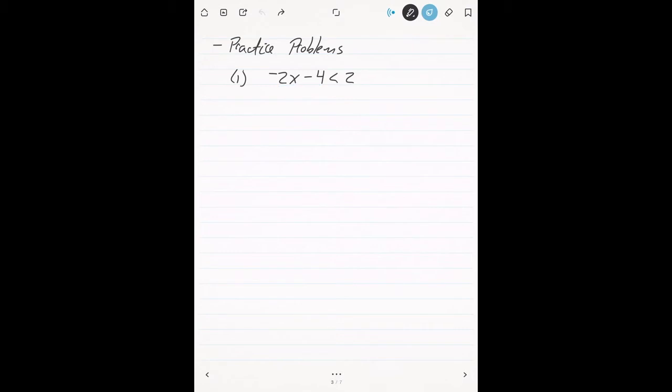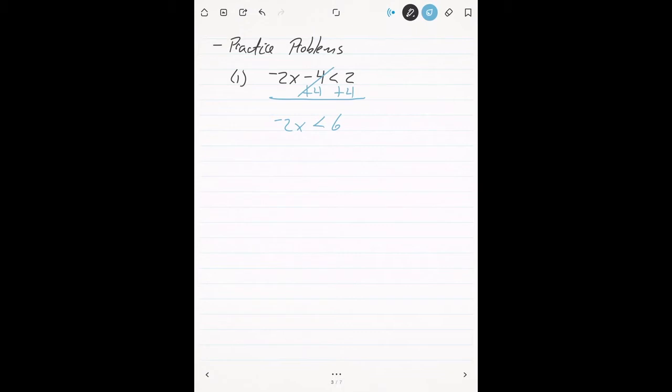So let's try to get x by itself. Let's see if we can isolate the x variable. Well, to do that, I need to get rid of the -2 and the -4. So let's add 4 to both sides. That will cancel out here. We'll end up with -2x less than, because we preserved the inequality, 6.